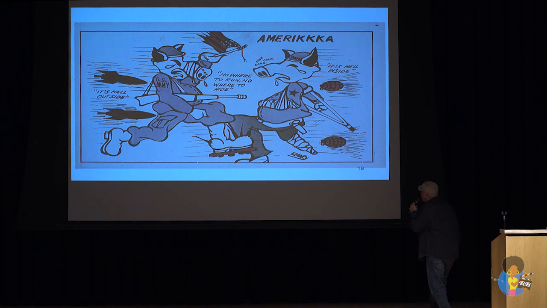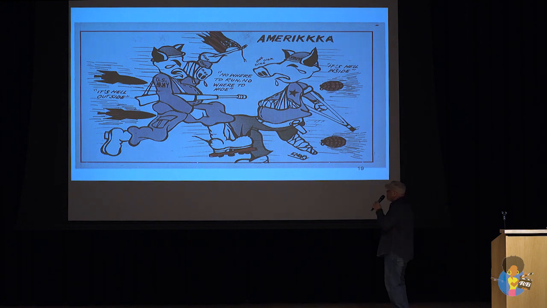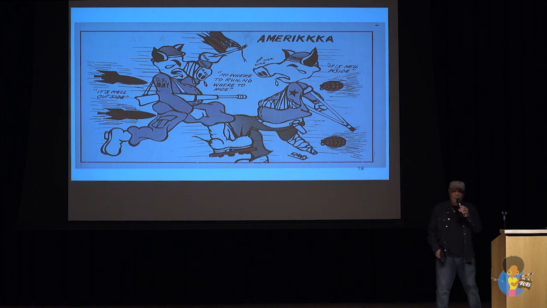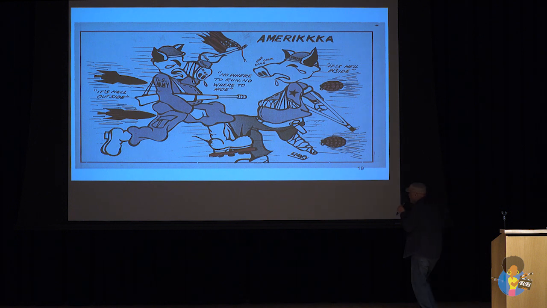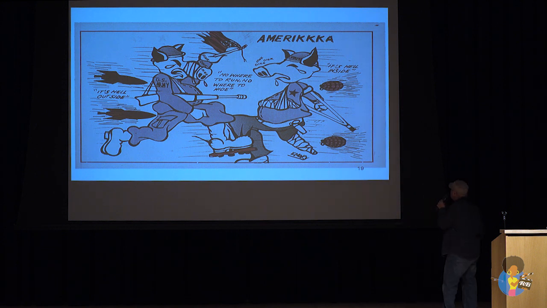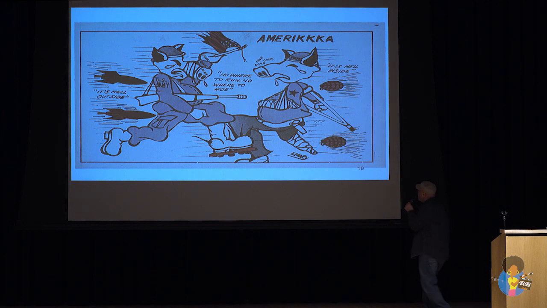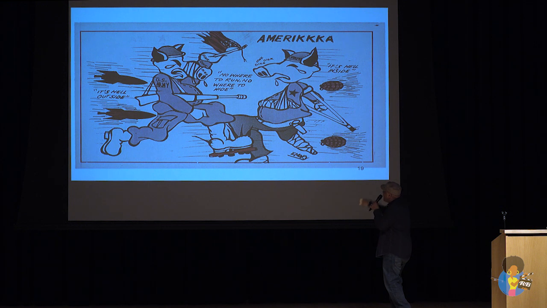Next, please. Here again, in 1968, you had 200 or 300 rebellions across the country. You had the war in Vietnam going on. You had the internal resistance and rebellions inside the country. And so this was a play off of that, America, spelled with 3 Ks. Not something that I created, but I thought it was relevant to use it in the context of this image. And it says, nowhere to run, nowhere to hide. It's hell outside, it's hell inside.